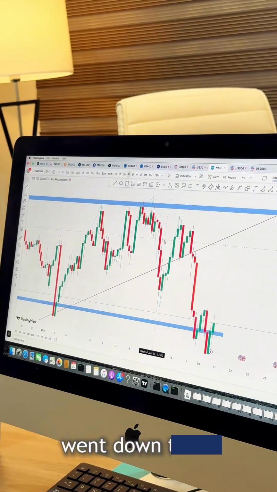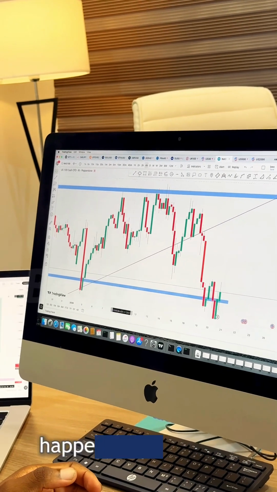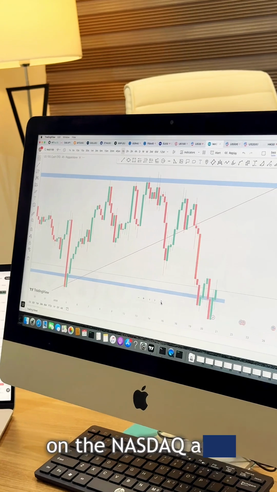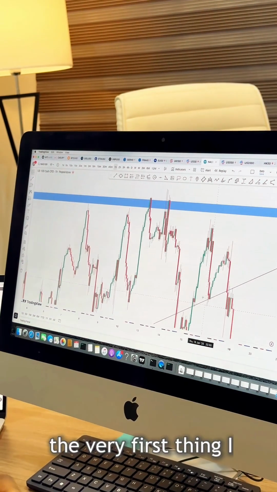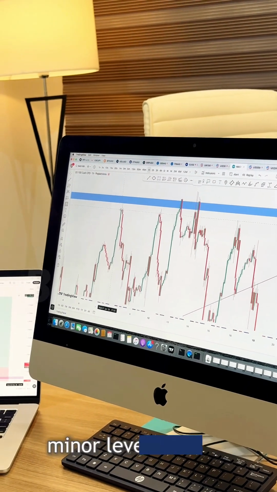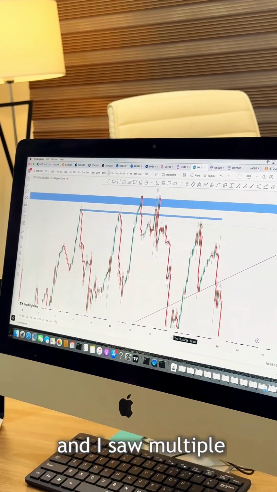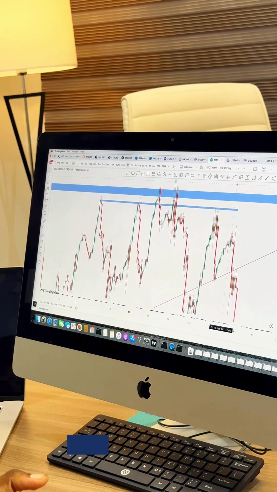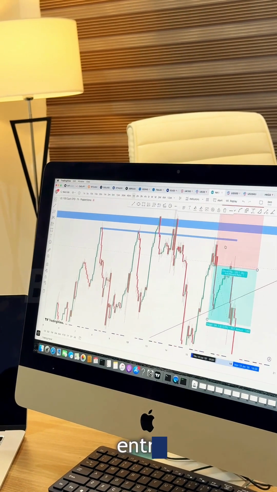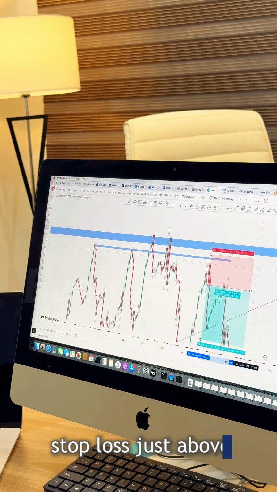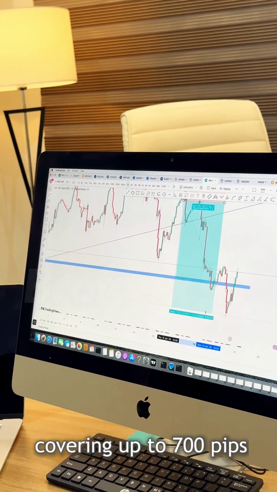From here, I went down to my lower time frame to find confirmations for my entry. So let's see how that happened. I went to the 1-hour time frame on the NASDAQ, and I looked for my confirmations and other things like that. The very first thing I focused on was this particular minor level that was forming at this other level here. When price came to this level, I saw multiple rejections at this particular point; you can count the number of candles that were there. As price started breaking forth from that place, that is where I had my entry, and then I had my stop loss just above here and my TP all the way down, covering up to 700 pips.